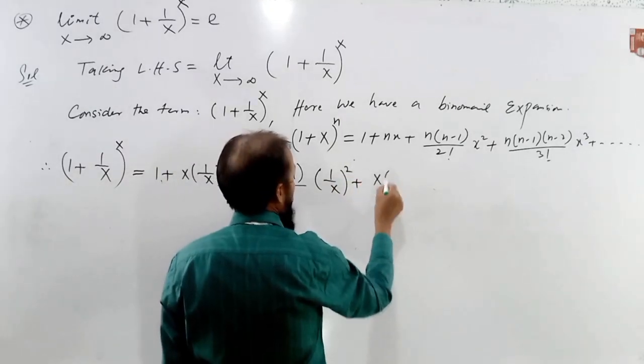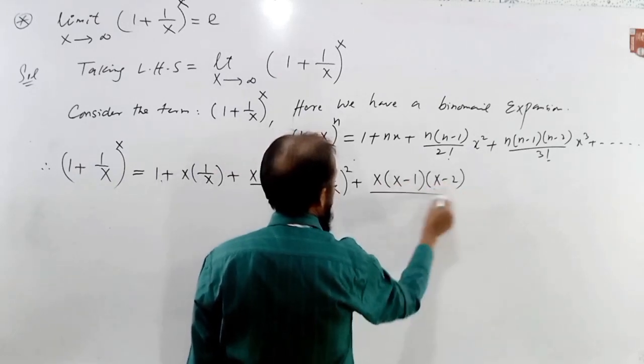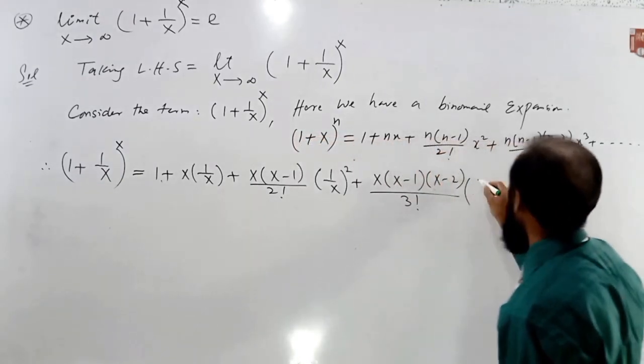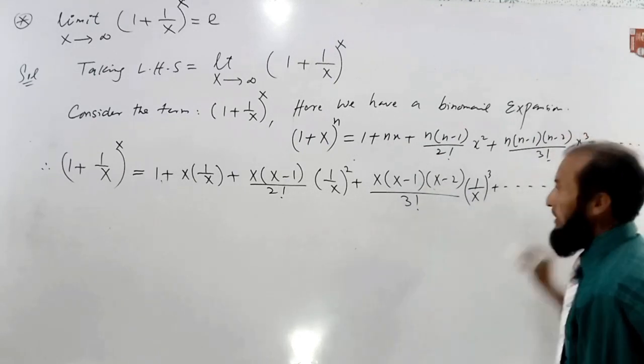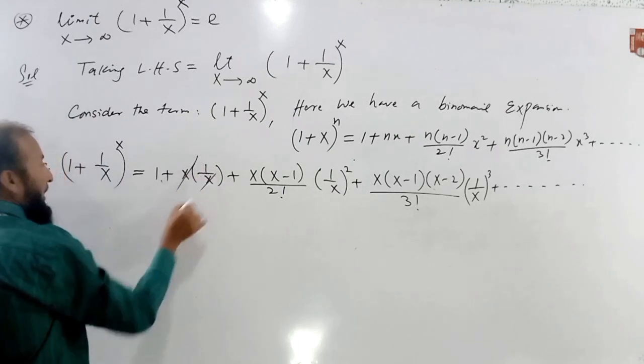Similarly, x into x minus 1, x minus 2 divided by 3 factorial. In the place of x, we put 1 over x whole cube, up to so on. Now we simplify this term. Look here, x and x are cancelled.